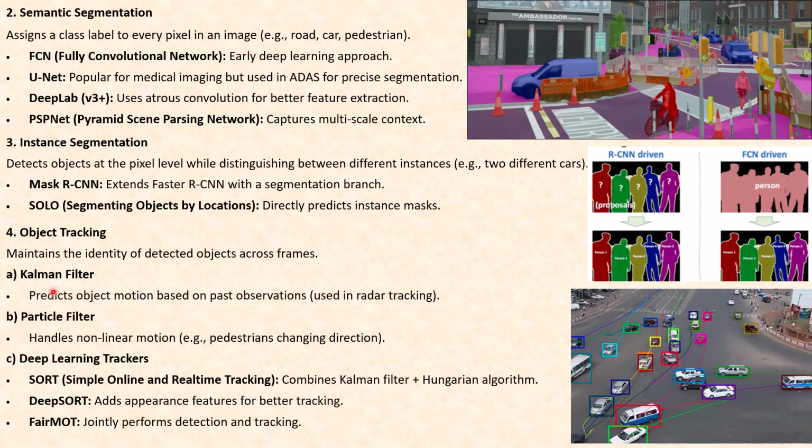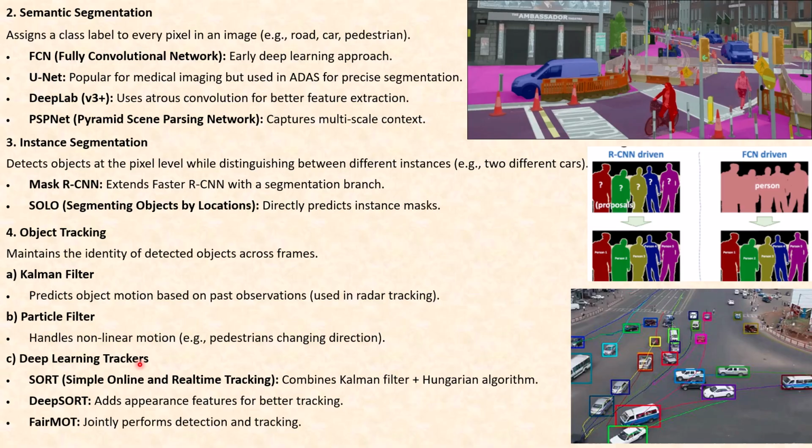And what are the various methodologies? First is the Kalman filter. This Kalman filter is a very popular sensor fusion methodology, and it predicts the object motion based on past observations. Next is the particle filter, which handles non-linear motion, like pedestrians changing direction. Usually most of the time the Kalman filter is capable of handling what the particle filter does, but some OEMs, if there is any constraint, may use the particle filter also.